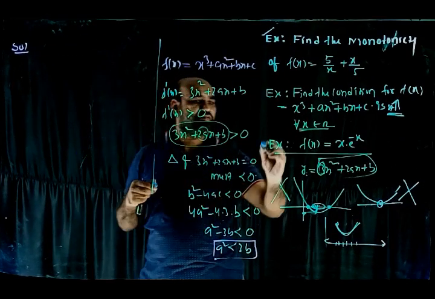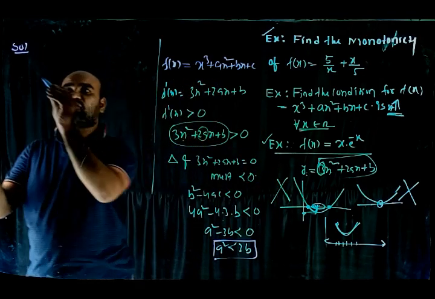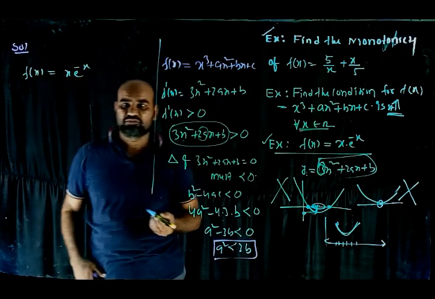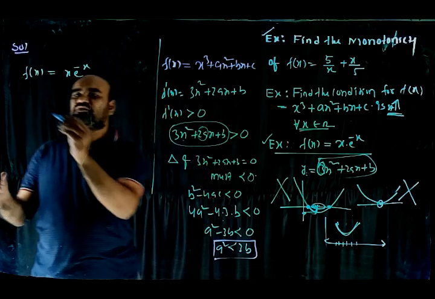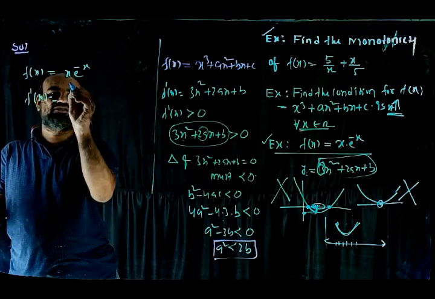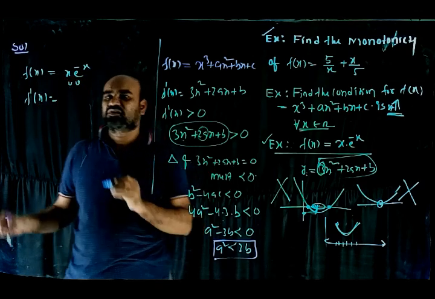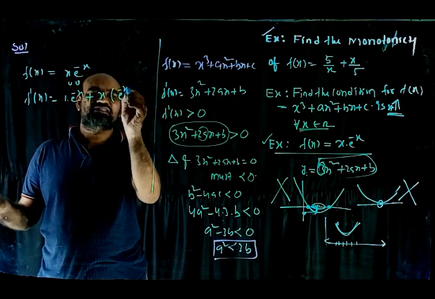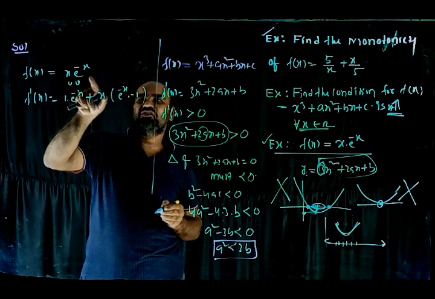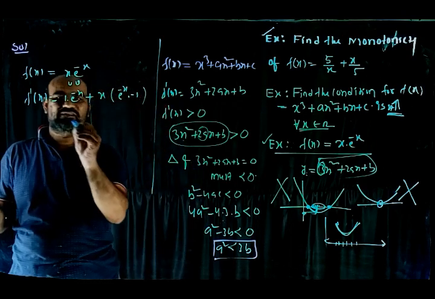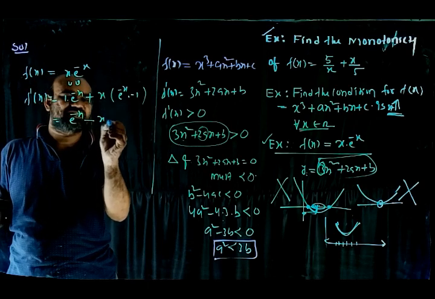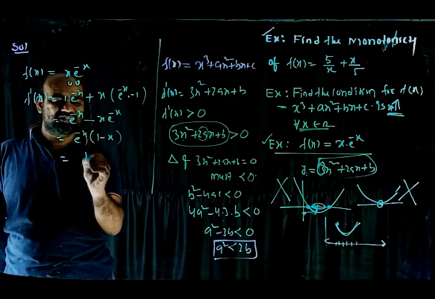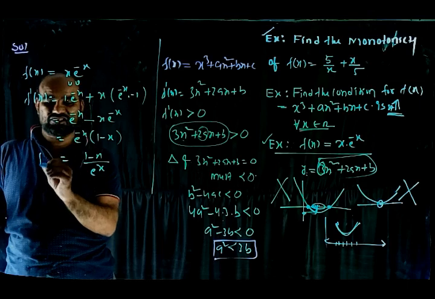Okay, last example. f of x equal to x into e power minus x. Simple problem. You want to find the monotonicity of this. Find the first derivative. Here you need to use the UV formula: u dash v as it is plus u v dash, with e power minus x into minus 1. So e power minus x minus x into e power minus x. You can take e power minus x common: 1 minus x. This is (1 minus x) by e power x. This is f dash of x.